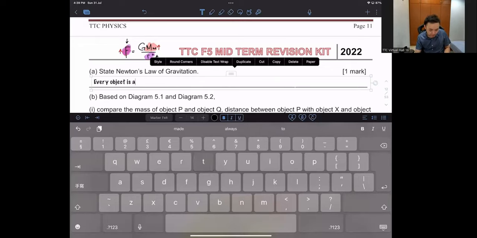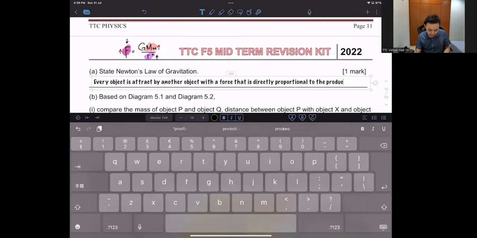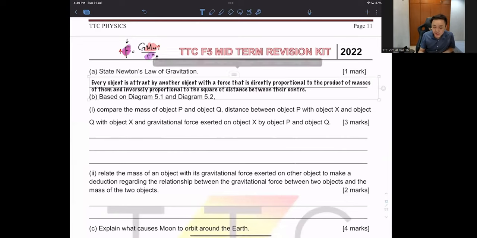So you could say in this universe, every object is attracted by another object with a force that is directly proportional to the product of masses of them and inversely proportional to the square of distance between their centers. This is the full definition, of course, I made it detailed.